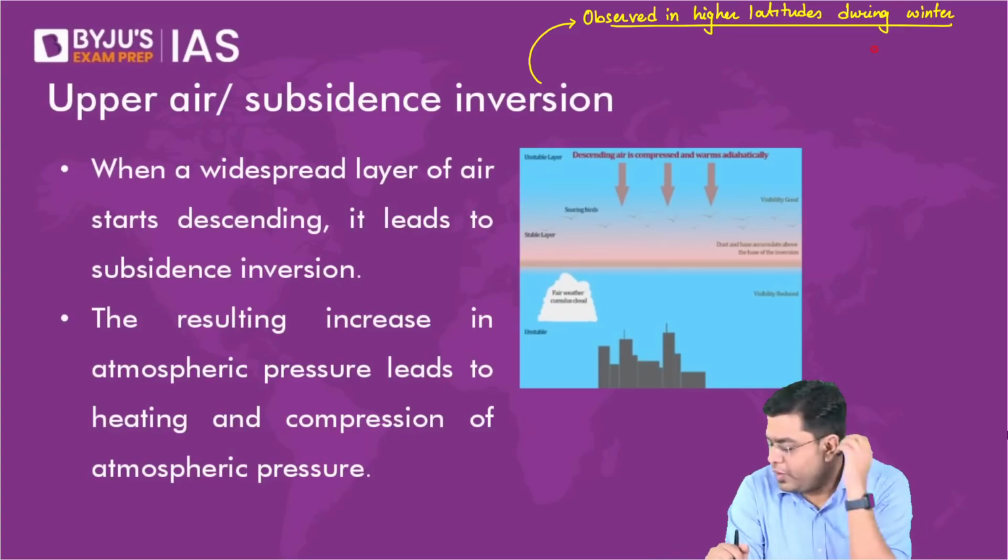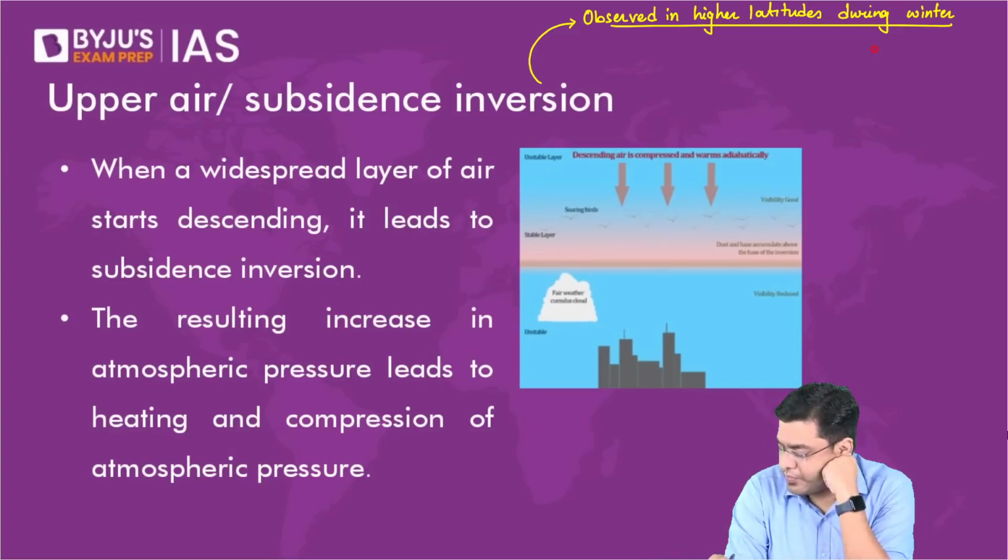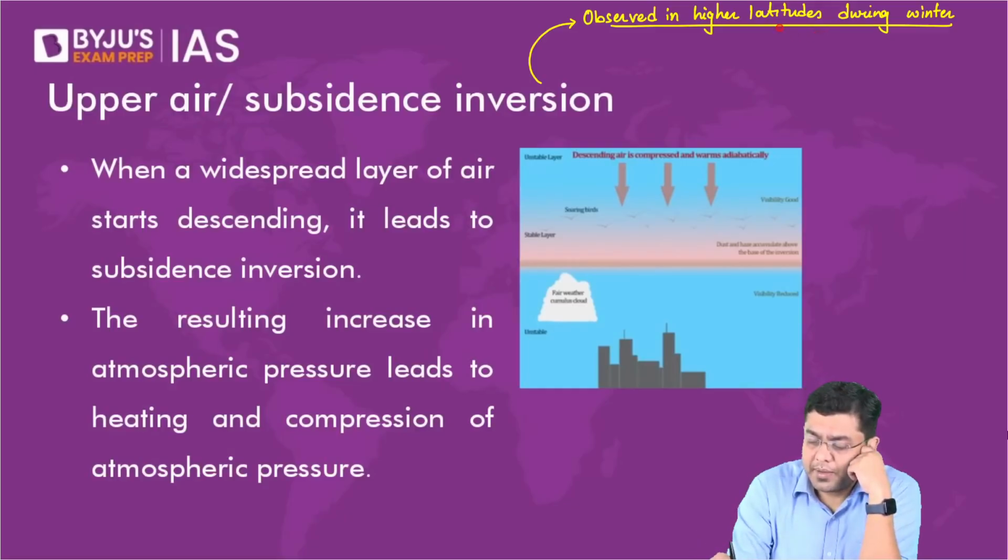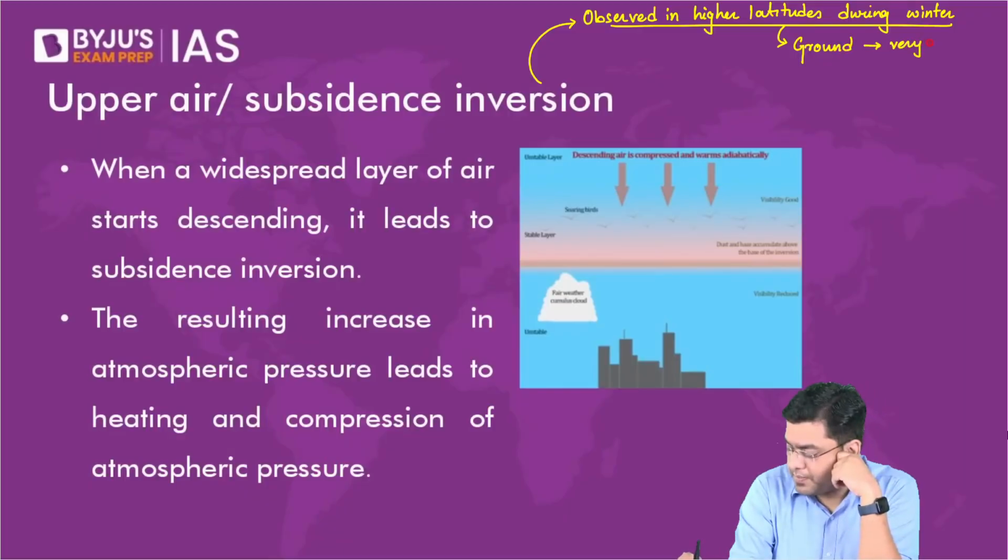Roshan, do we know the meaning of higher latitudes? What is the meaning of higher latitudes? Higher latitudes basically refers to the region near the poles. Now, the region near the poles during the winter months, will it have higher temperature during the night? Never. It will have very low temperature. So, ground has got very low temperature.